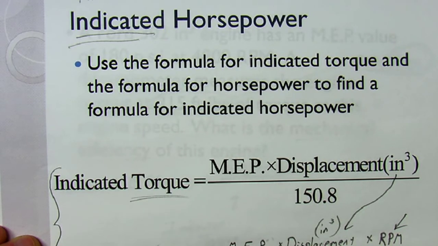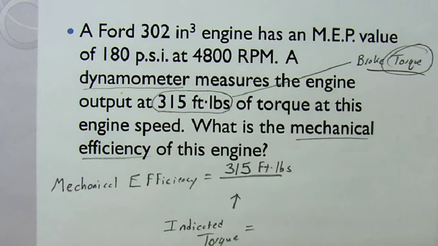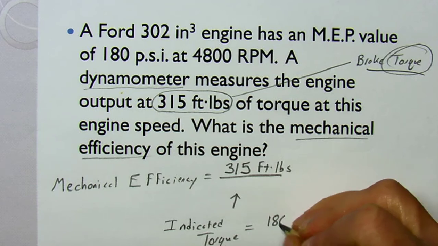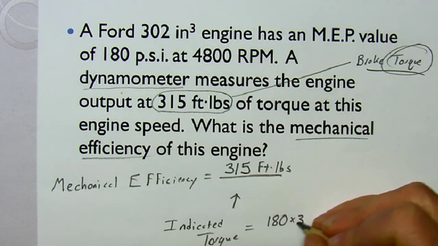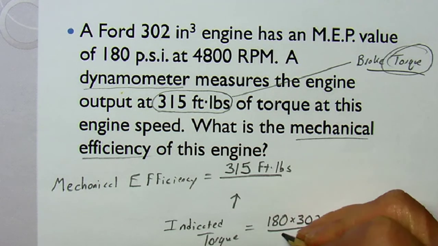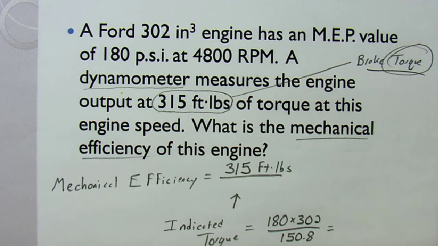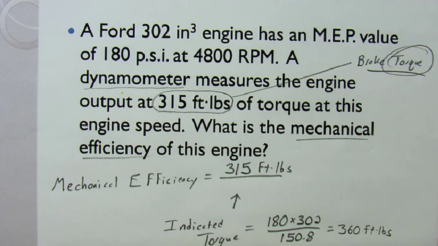Here we're using torque since we were given a torque. MEP is 180. Our displacement, we don't need to convert this time. That's 302 divided by 150.8. And when you divide that, you get 360 foot-pounds of torque. That's what the engine should be making. That is our indicated torque.